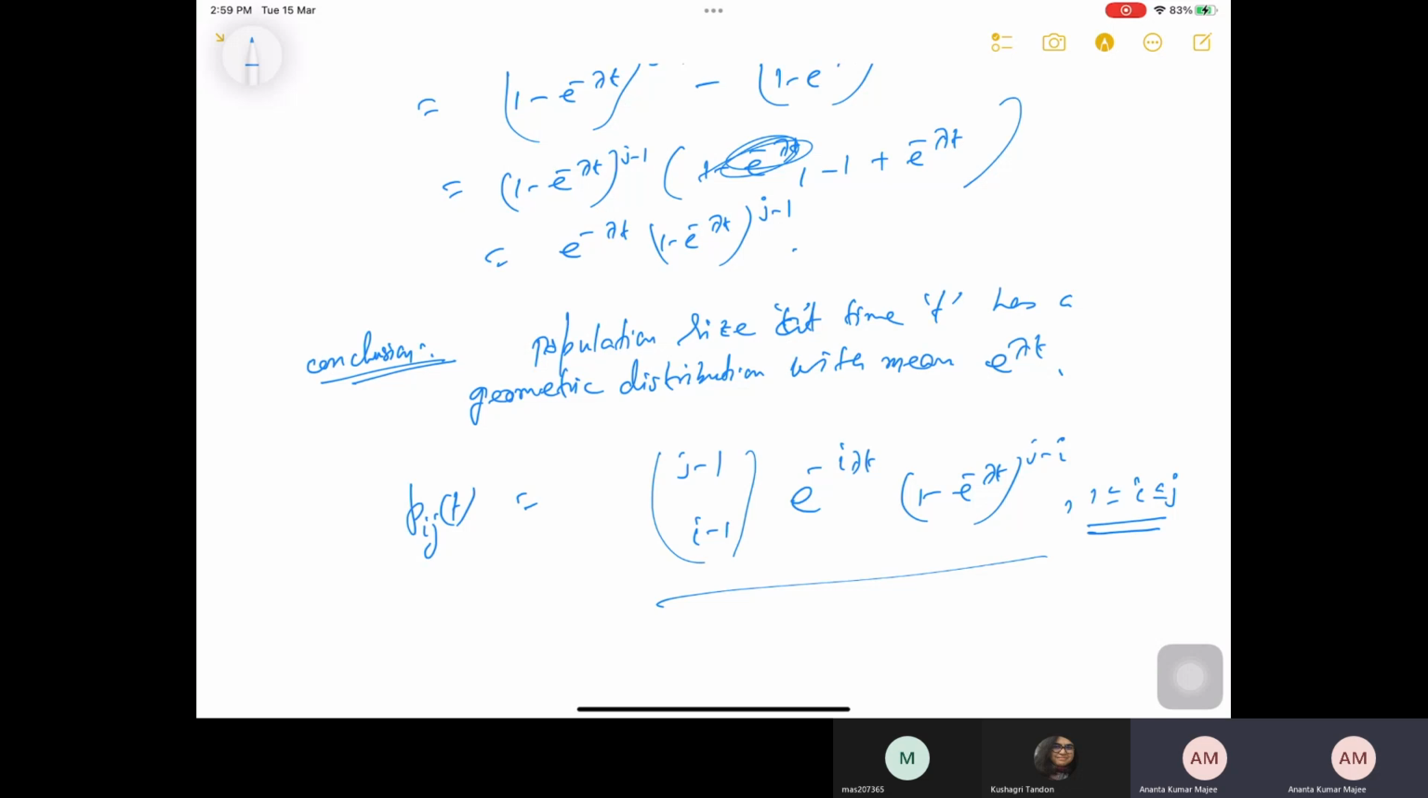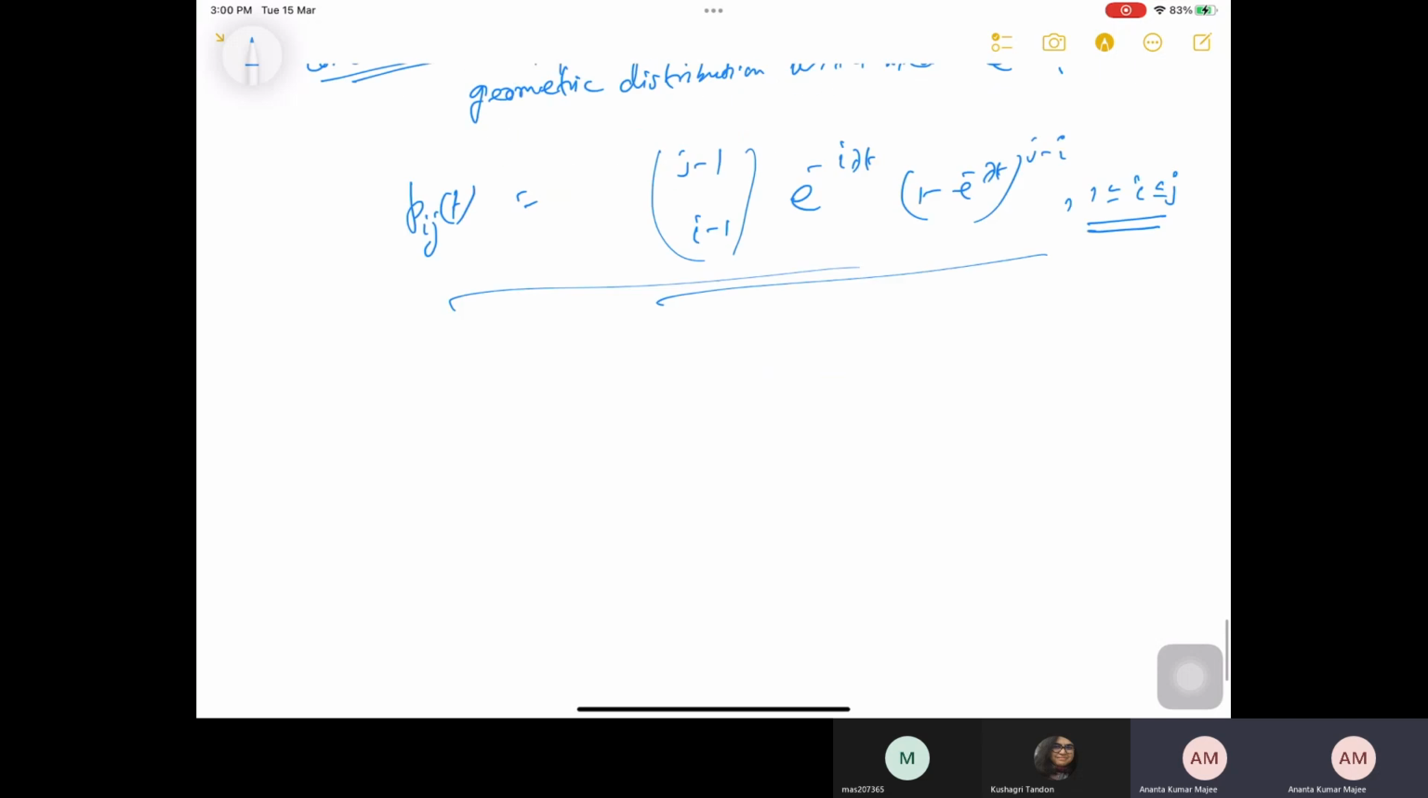So in other words, P_ij(t) is given by C(j-1, i-1) e^(-iλt) (1 - e^(-λt))^(j-i). Because I know this part, and I can think of this as a sum of independent and identically distributed geometric random variables, hence the distribution should be the negative binomial distribution that we have done in your probability course. So I am using that result to get this part.